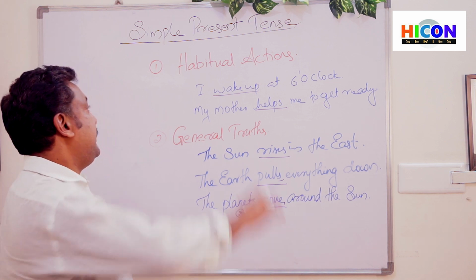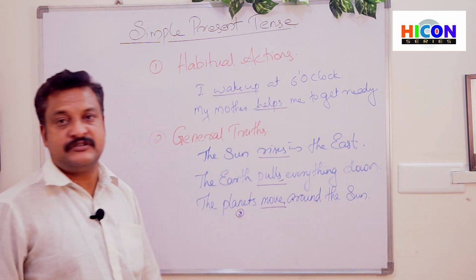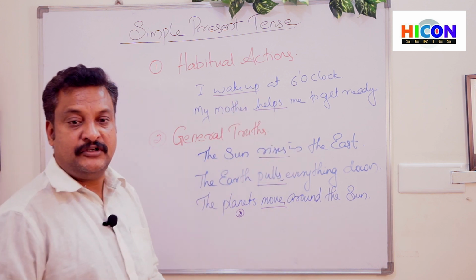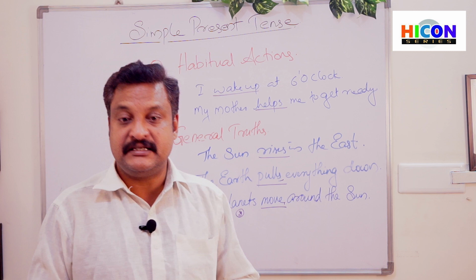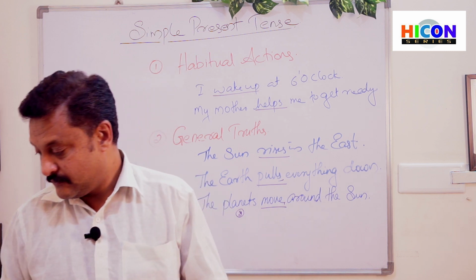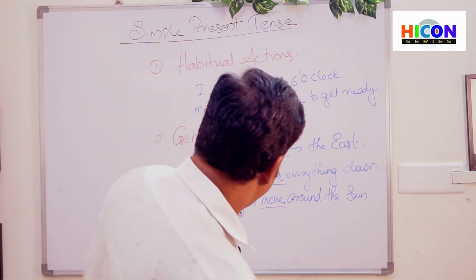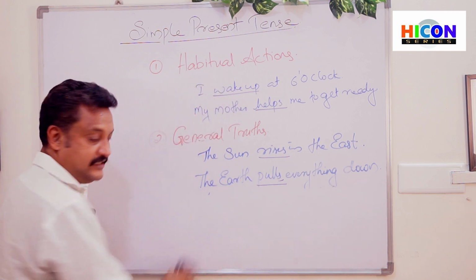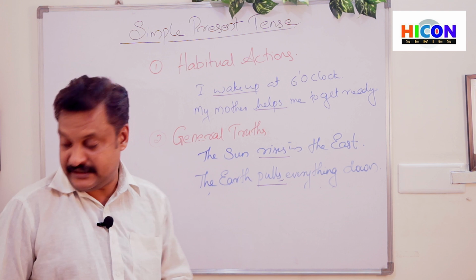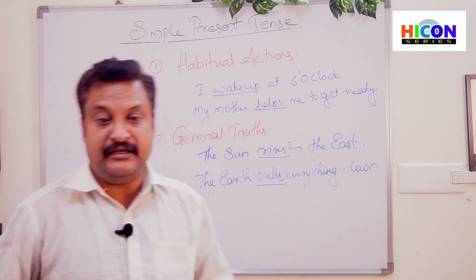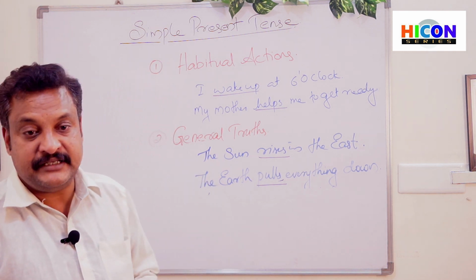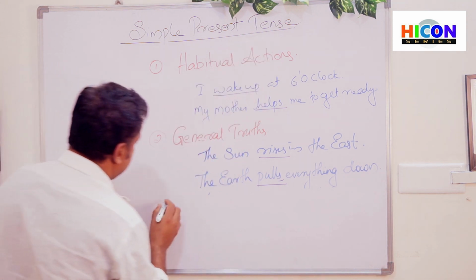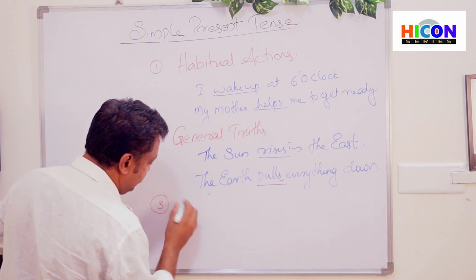Right? So to express habitual actions, we use the simple present tense. To express general truth, we use the simple present tense. And the third usage of the simple present tense is to make statements without mentioning whether it is completed or incomplete. Okay?